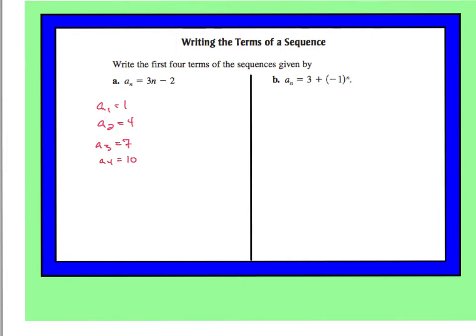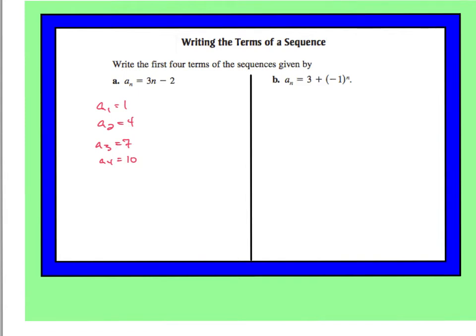10. Now, what do you notice from term to term? Going from 1 to 4 to 7 to 10, they're adding 3. However, on the rule, what's it doing? Multiplying. I want you to notice that, because that will come into play later. All right, let's look at part B.